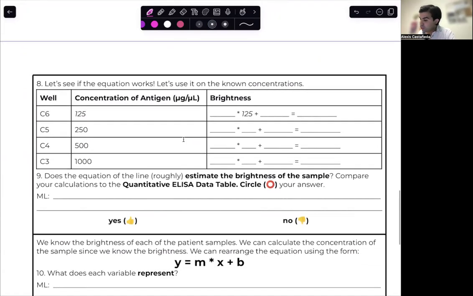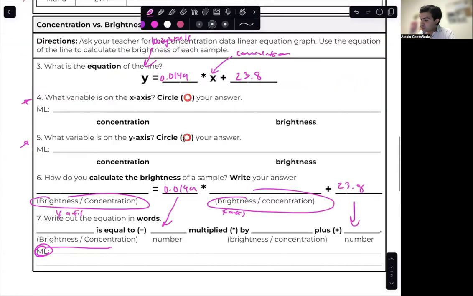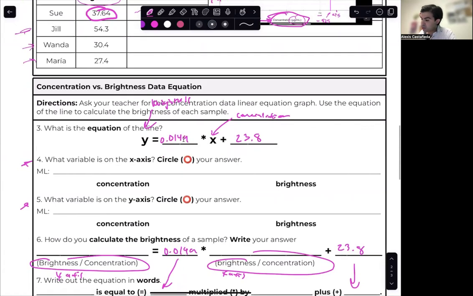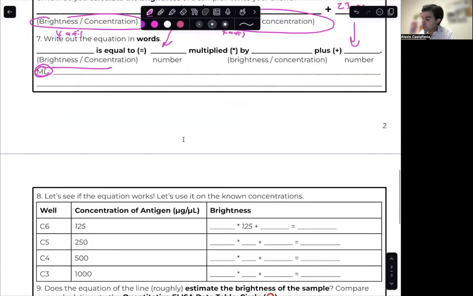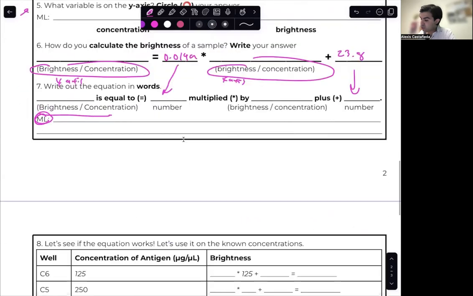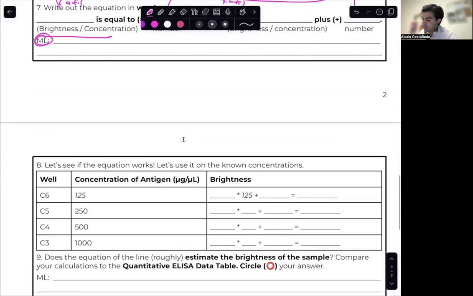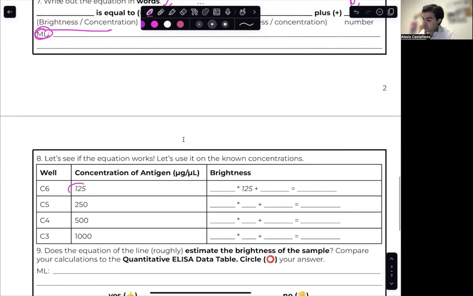So now we want to see if this equation works. So let's use it on an unknown concentration. So we know that this is our equation here. Y is equal to 0.0149 times x plus 23.8. So we're going to use it here and see if it works. So we want to calculate for the concentration of antigen. So let's see, we're starting with 125.